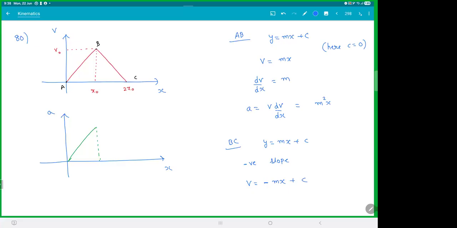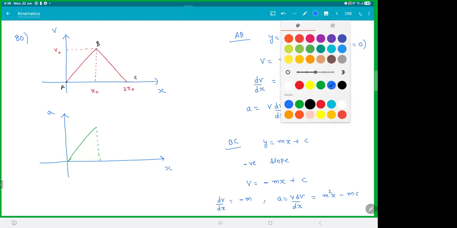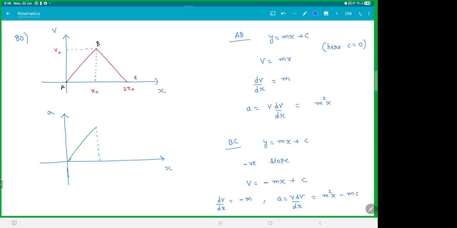Or you want to find the equation, you can find the equation. You guys know how to find the equation of a line? Y minus y1 is equal to slope into x2 minus x1. So you know the coordinates, you can do that. So if you do this again, dv by dx would be minus m. Acceleration is v dv by dx. This would be m square x minus mc. Means positive slope but negative intercept. So meaning if I put x is equal to 0, the y coordinate should be negative.